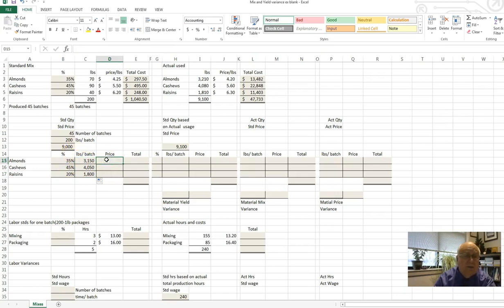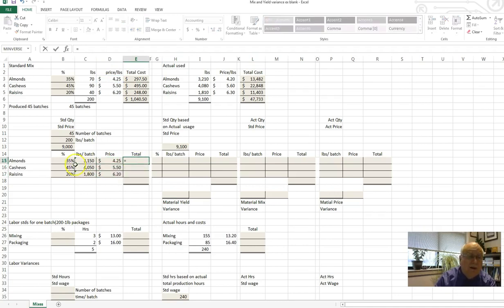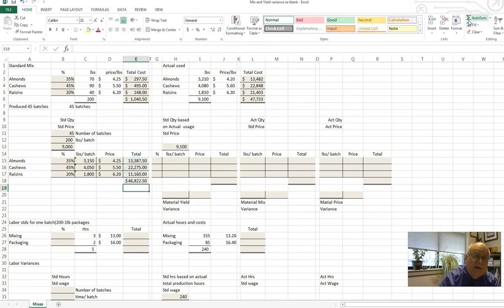And then this is our standard price, which was right there, 425. The next one was 550 and 620. So what we'll do is multiply them out. Now this is what we should have used. So just add them up.